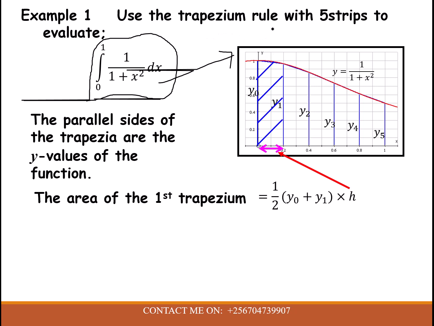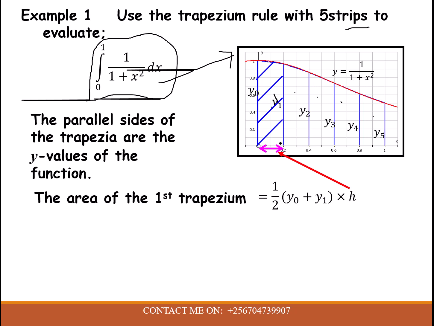Here they said we must use 5 strips. So if we use 5 strips, that means we divide this area into 1, 2, 3, 4, 5 strips only. Then the area for the first strip, for example, will be a half into y naught plus y1 times h. You see, y naught is the long side, y1 is the short side, and h is the width, which we said is strange for width.